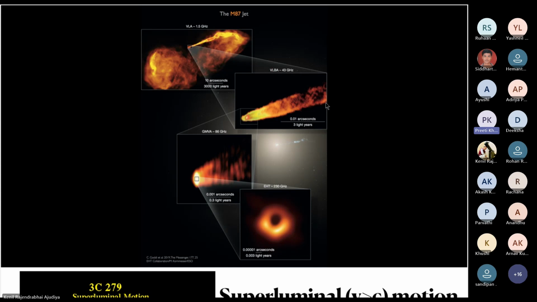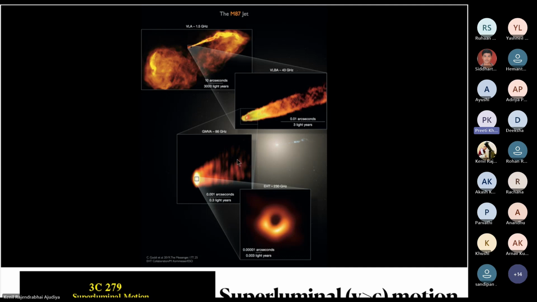But if you use a technique like very long baseline interferometry, then you start resolving that emission from that point source. Then the third panel looks at the center, the core of the VLBA image, and uses what is known as the global millimeter VLBA array.